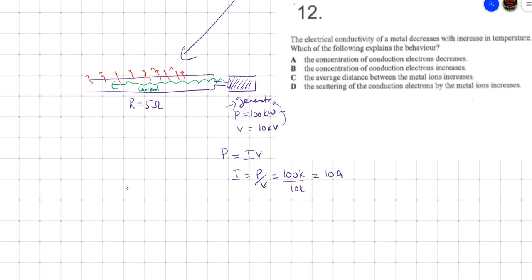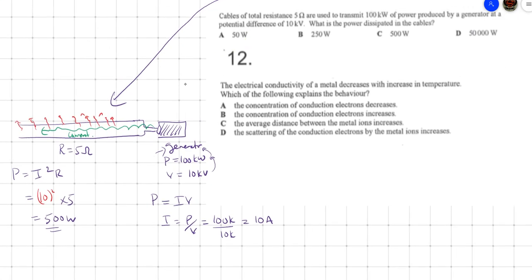So therefore power is equal to I squared R, okay, and I is 10, squared, R is 5, so it's going to be 500 watts. So this is how much power is actually lost by the cable. Okay, good. Okay, so let's take a look.